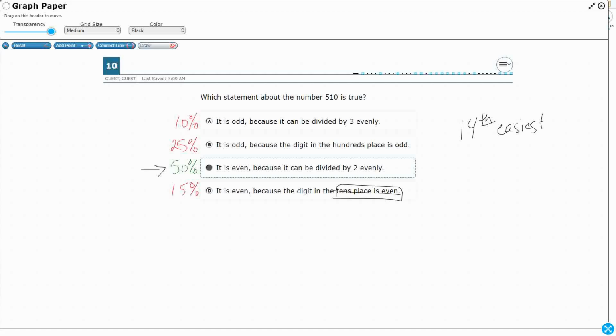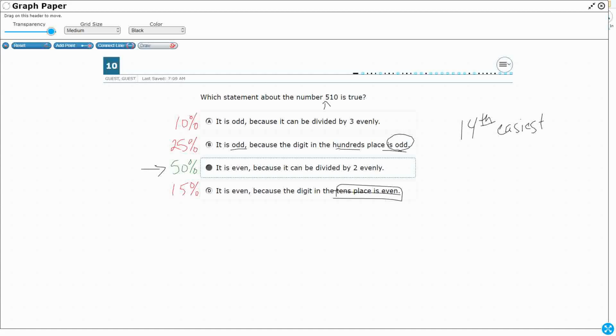But take a look at our most incorrect answer. It is odd because the digit in the hundreds place is odd. Well, that's correct. The digit in the hundreds place, 5, is odd. But they don't know that has nothing to do with whether the number is even or odd.